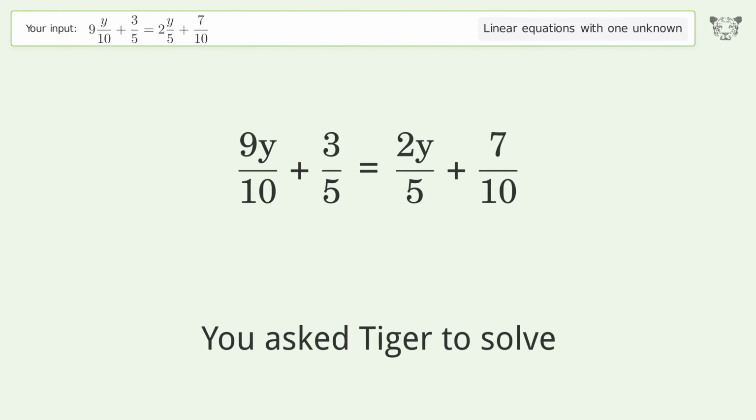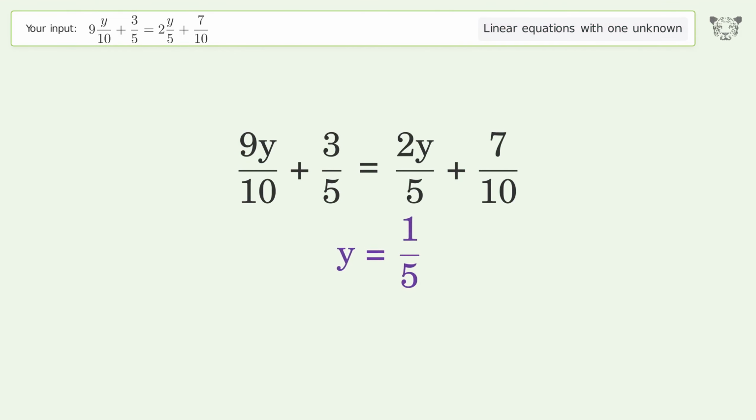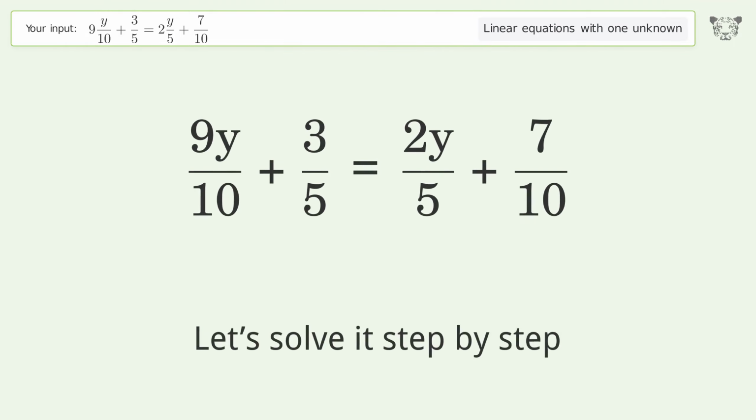You ask Tiger to solve. This deals with linear equations with one unknown. The final result is y equals 1 over 5. Let's solve it step by step.